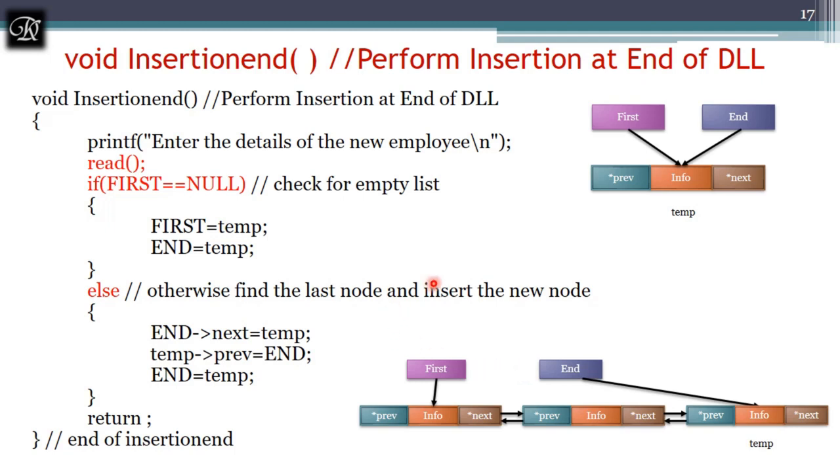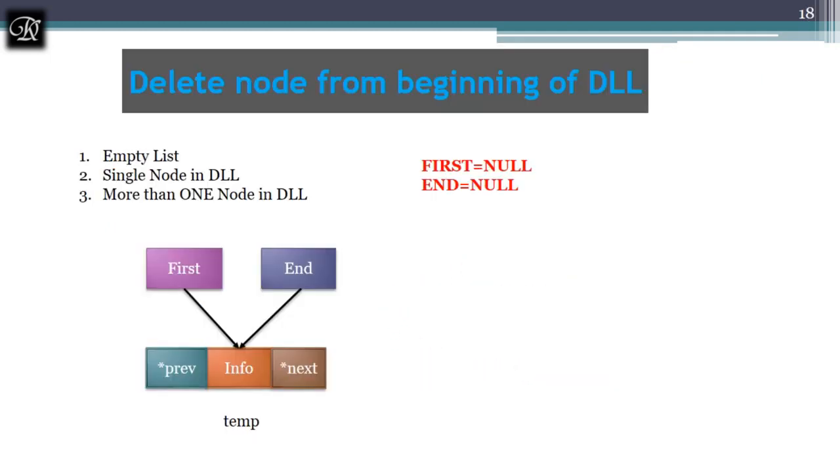This is how we are going to perform insertion at the end. Next, how to delete. In deletion also we are having two types of deletion implementation in this experiment, where we will be having three cases over here. The first case will be empty list, as before.